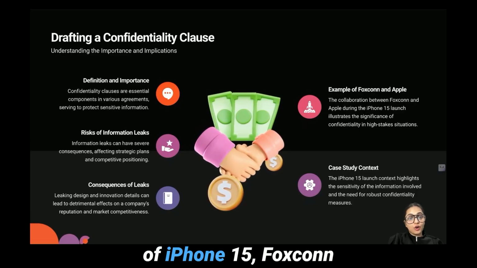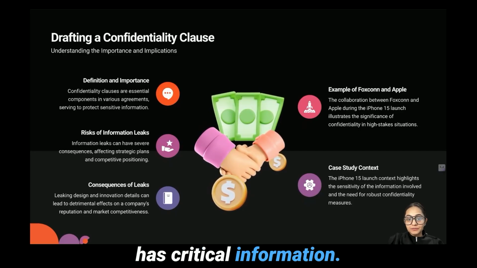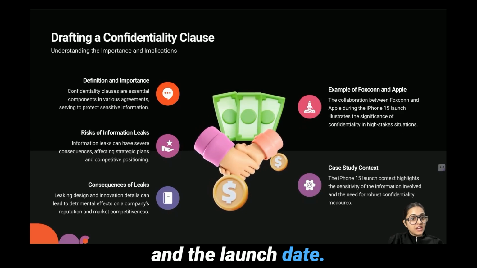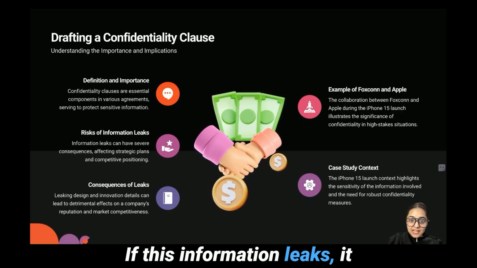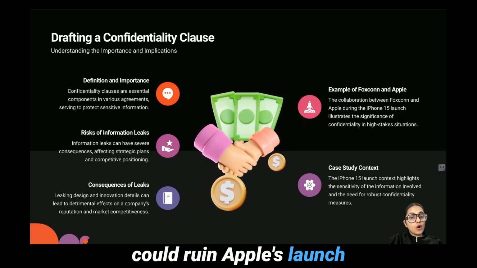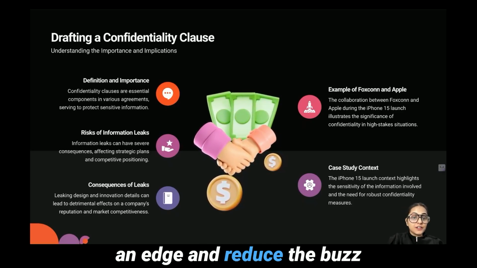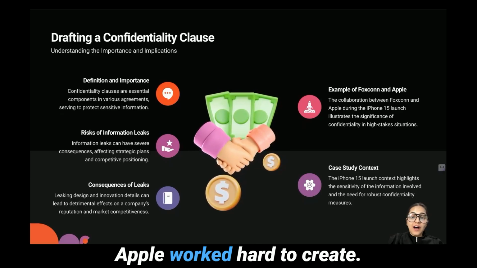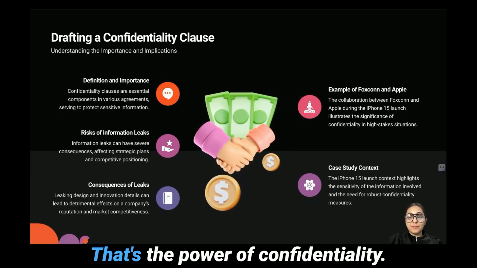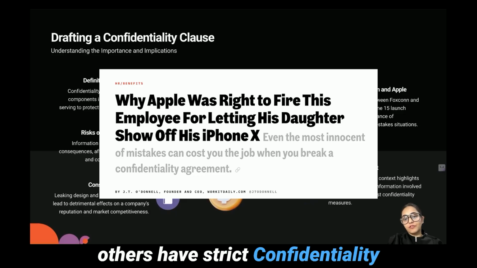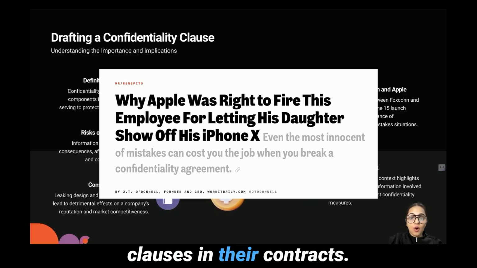6 months before the launch of iPhone 15, Foxconn has critical information, design, innovations, features, and the launch date. If this information leaks, it could ruin Apple's launch strategy, give competitors an edge, and reduce the buzz Apple worked hard to create. That's the power of confidentiality. This is why Apple and many others have strict confidentiality clauses in their contracts.